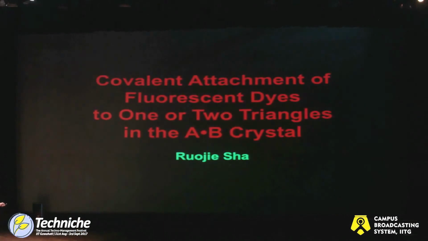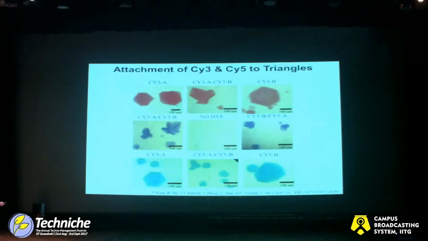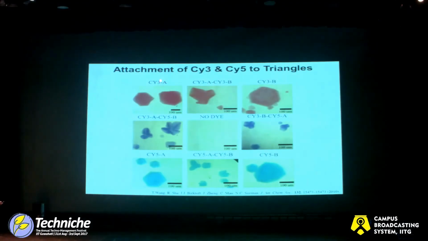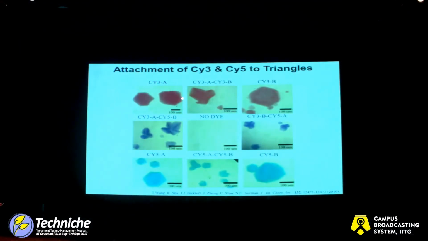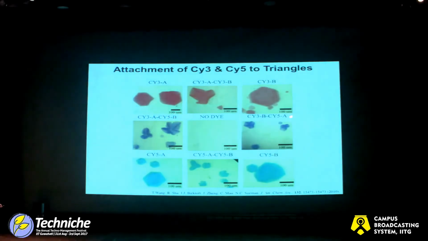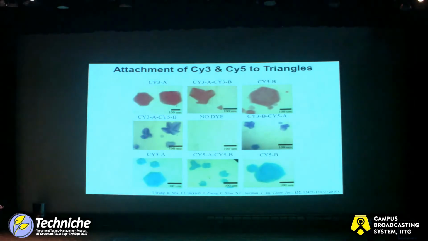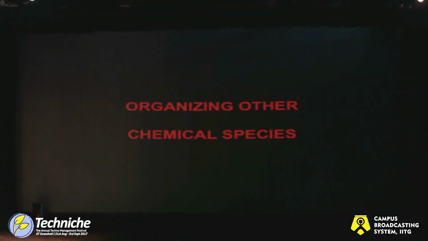Right. So what Ruji Shah was able to do was to actually control a macroscopic property here, namely the color of the crystals. So he took a pink dye called CY3, and he put it on the A molecule, the B molecule, or both, and he got pink crystals. Took a blue molecule called CY5 and put it there, either on A, B, or both, and got blue crystals. And then in either order, he put the pink one on A and the blue one on B, or vice versa, and he got purple crystals. So we could control a macroscopic property that way.